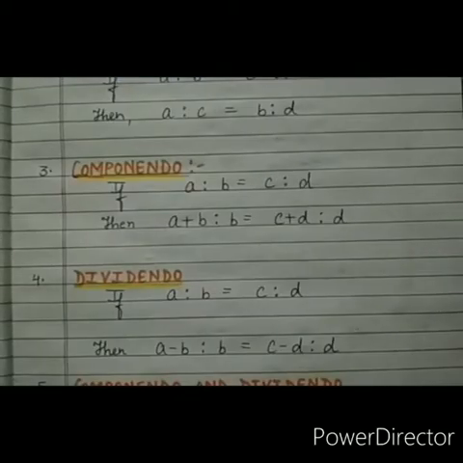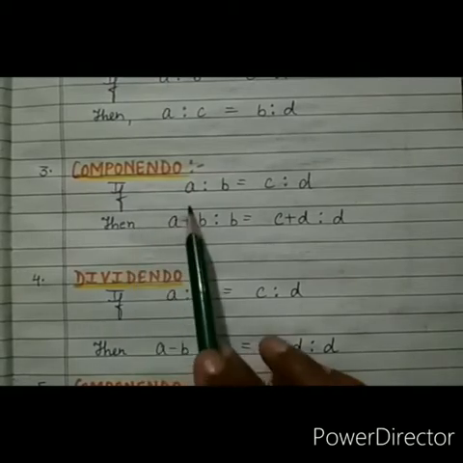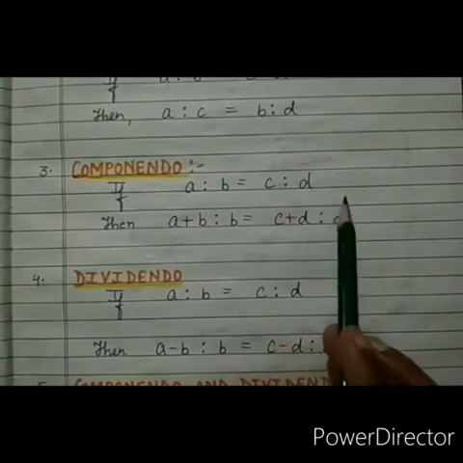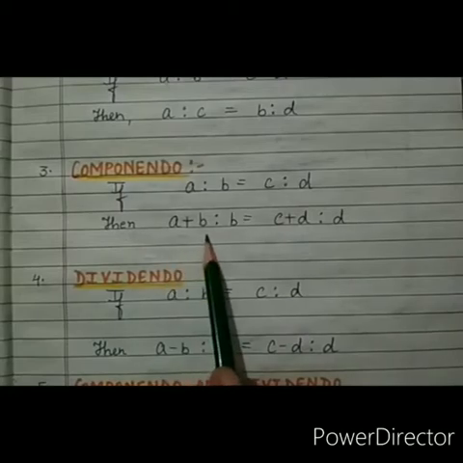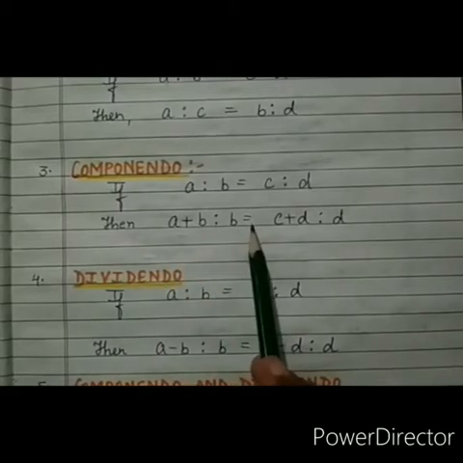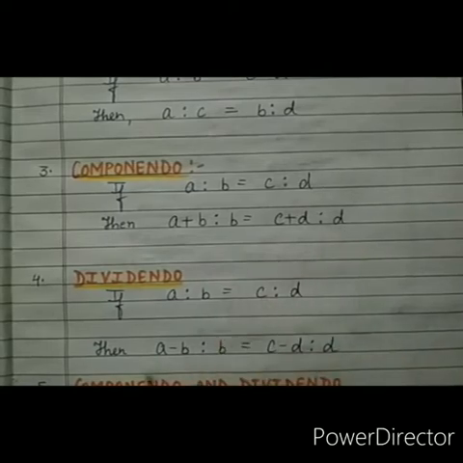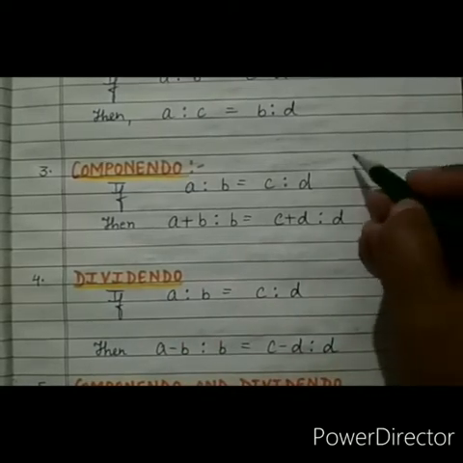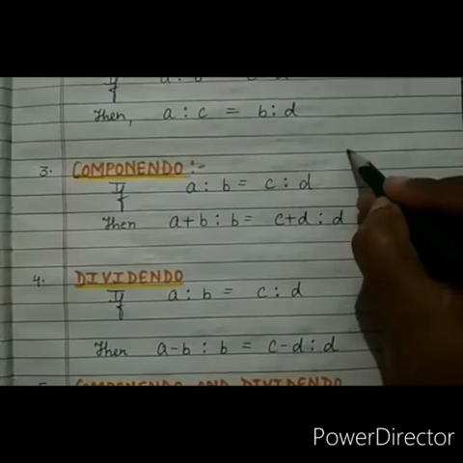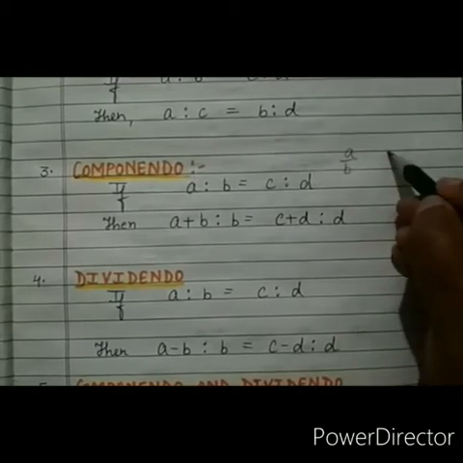Now the next property is componendo. According to this property, if A is to B is equal to C is to D, then A plus B is to B is equal to C plus D is to D. Now how do we get this property? For that we have to add 1 on both sides.